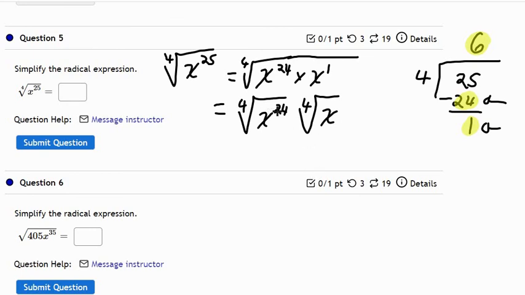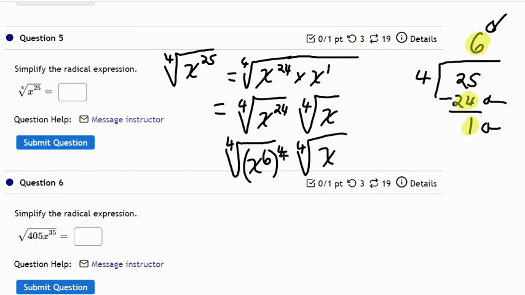And then I just need to figure out what power of x, if I raise it to the 4th power, will I get x to the 24th? And once again, that's usually relatively simple, because the answer is just going to be what you get when you divide 24 by the index 4, namely 6. So x to the 6th there. And then once again, the 4th root and the 4th power cancel, leaving just the absolute value of x to the 6 times the 4th root of x.